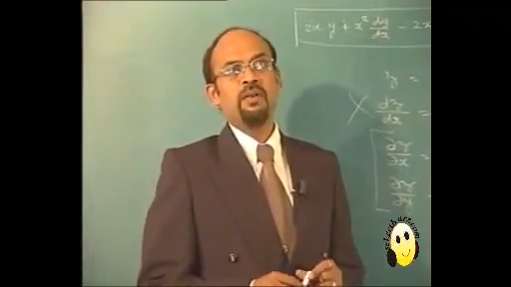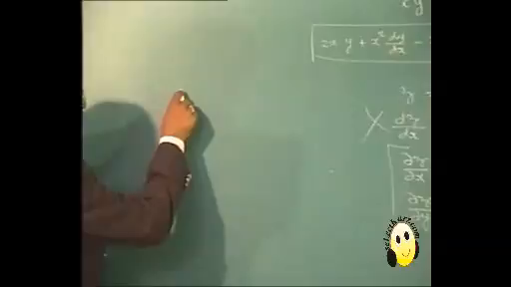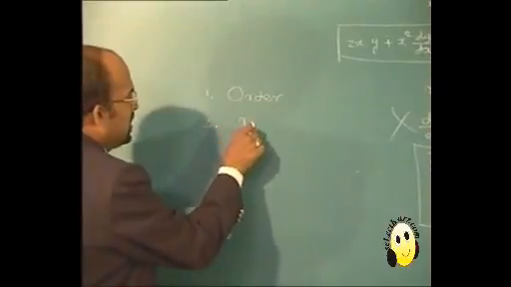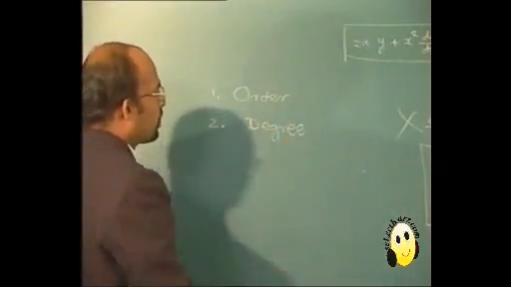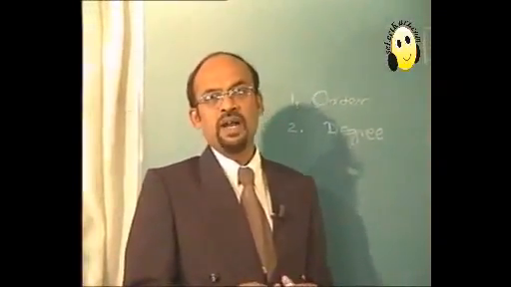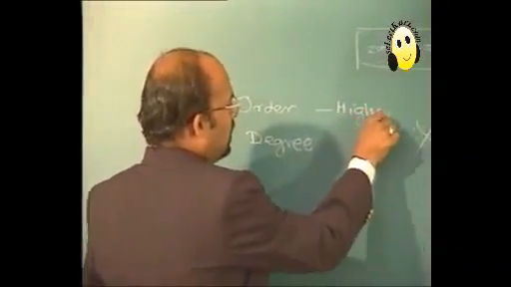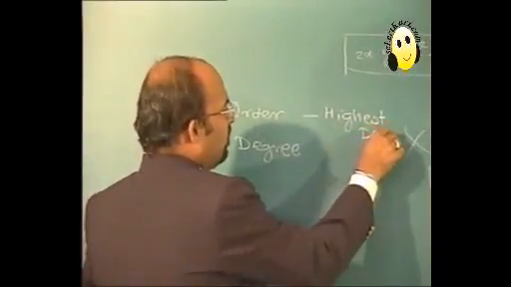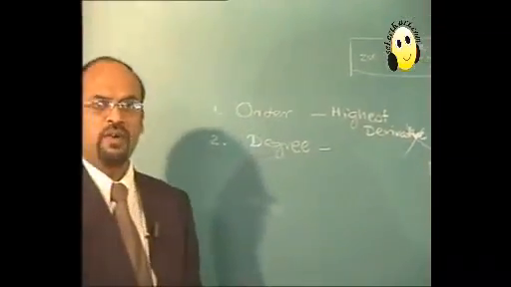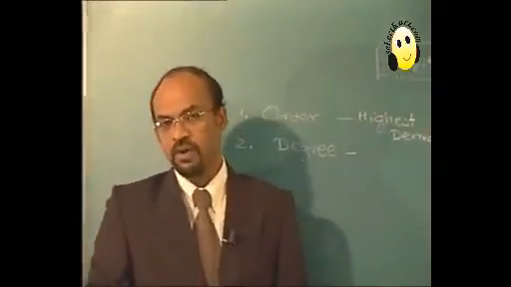Now there are a few more terms which go along with the differential equation. Number 1 is called the order of the differential equation, and number 2 is the degree of the differential equation. The order of a differential equation is defined as the order of the highest derivative, the order of the highest derivative which appears in the equation. Whereas the degree will correspond to the degree of the highest order derivative.